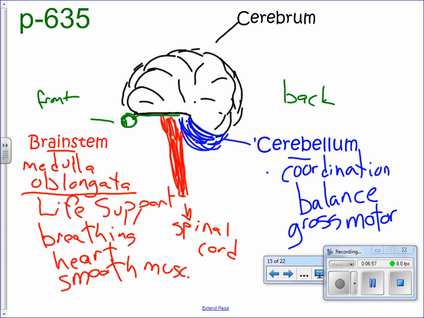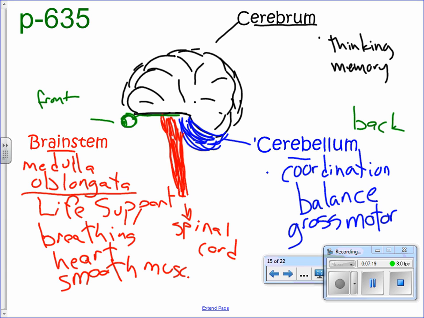Okay, cerebellum. Then the cerebrum. The cerebrum is the part of the brain that does all of these higher level functions. So the cerebrum does thinking and memory.